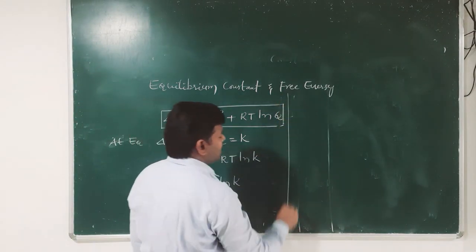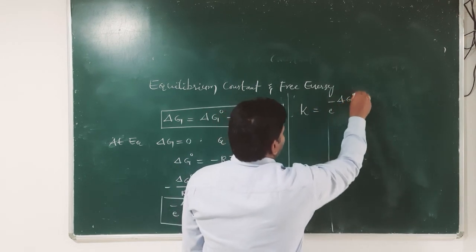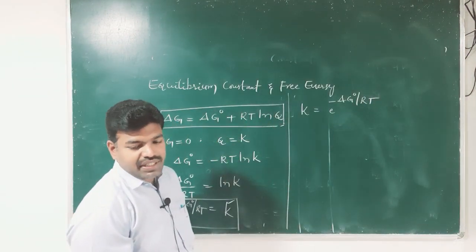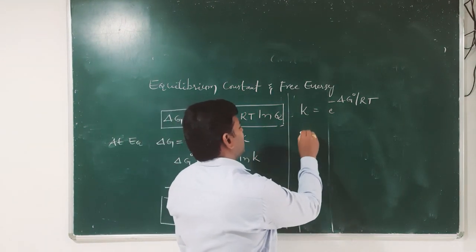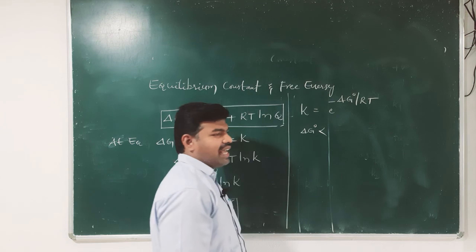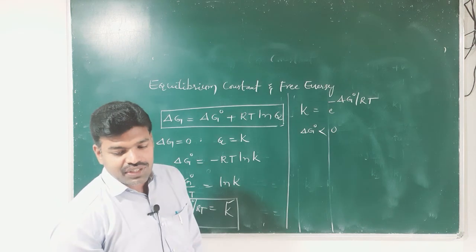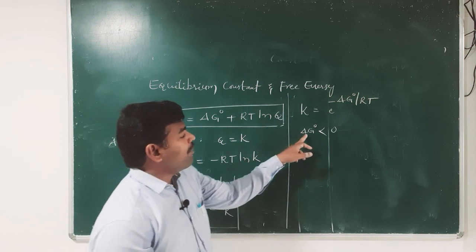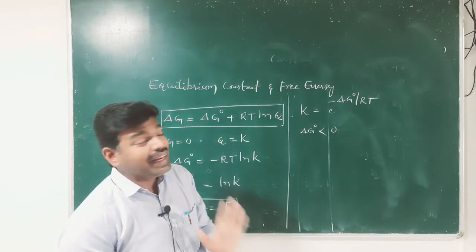So, what is that relation? K is equal to e power minus delta G naught by RT. Okay, here two conditions are there. One, if delta G naught is less than 0, then what happens? Delta G naught is less than 0, that means that it is a negative value.